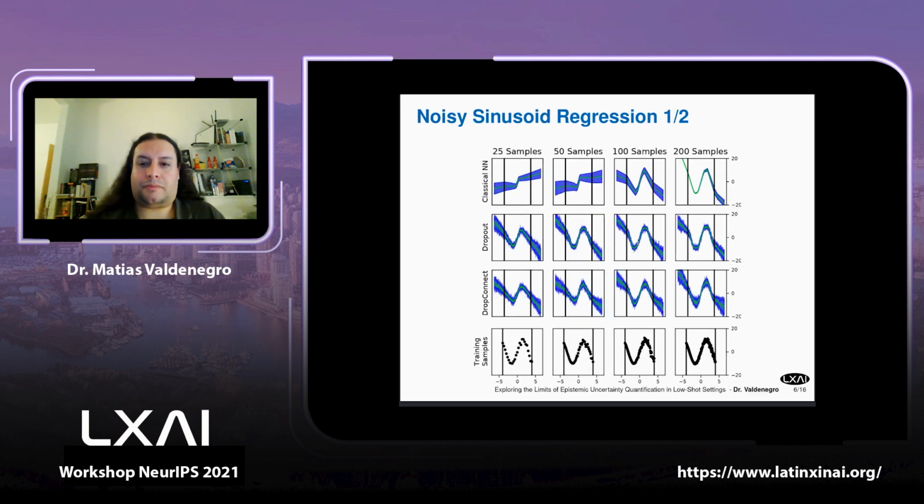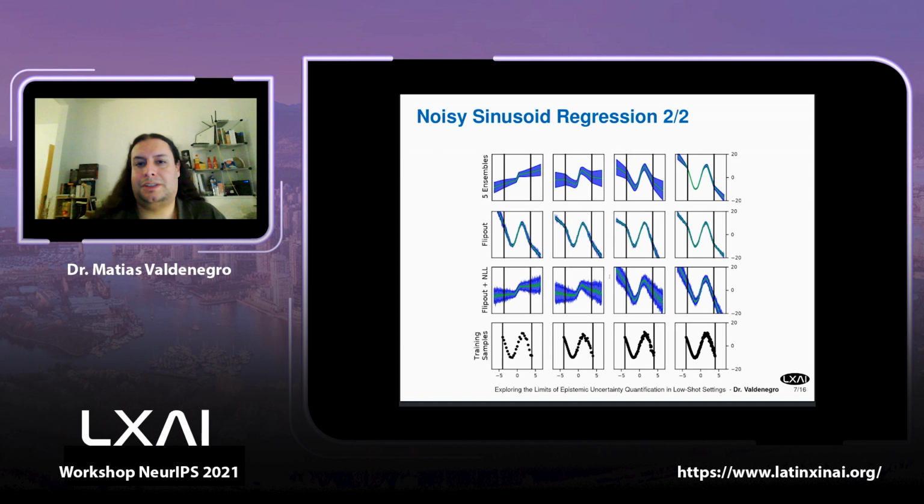But now, if we move to a small regression sinusoid, you can see down here the actual training samples that we use for regression. And we test a classical CNN, dropout, and other methods. You can see that the methods produce very similar uncertainty. The green points are basically the mean of the predictive distribution, and in blue, you can see one standard deviation of the uncertainty. For example, the classical CNN doesn't fit the data very well until you get to 200 samples, but dropout and drop connect work quite well.